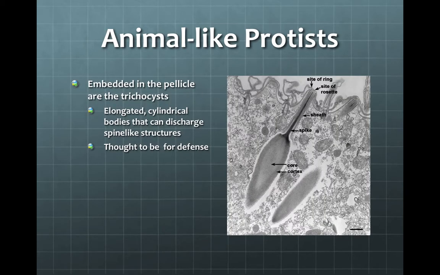Embedded in the pellicle are the trichocysts, which all these were vocabulary words. They are elongated cylindrical bodies that can discharge spine-like structures. They're thought to be for defense. So here, right here, and then they shoot them out through here. Spine-like defenses.